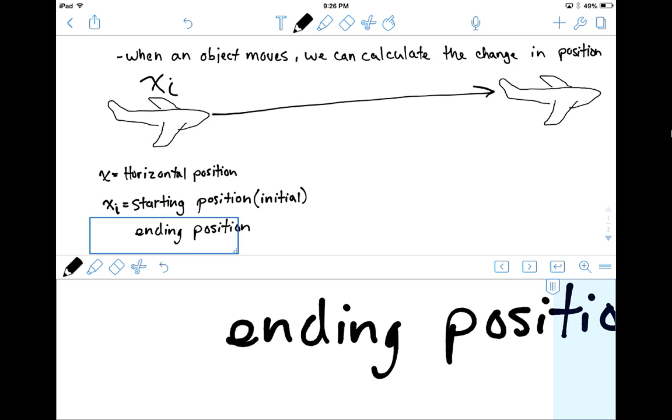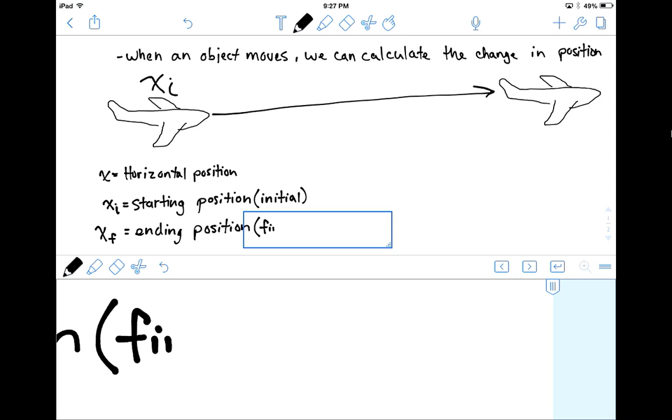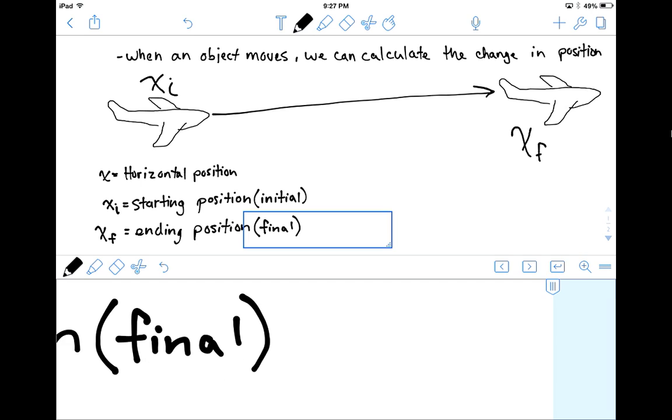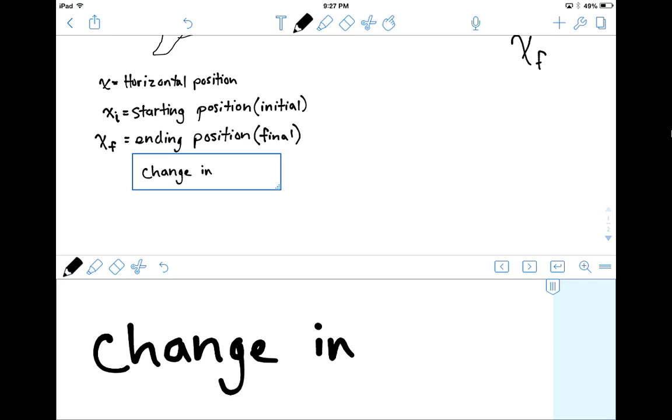All right. Now, ending position also has a special notation. Just like we had xi, now we're going to have x, but we're going to call this xf. And can anybody guess what the f stands for? It stands for final. So now I've got my initial or starting position, and I've got my ending or final position. So we'll call that xf. Okay. Now, the last thing that we need to define is what was the change? How much did its position change? So change in position.